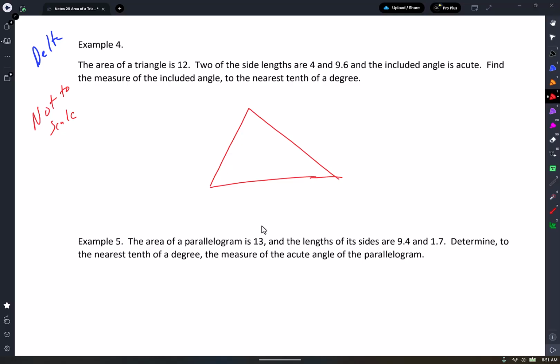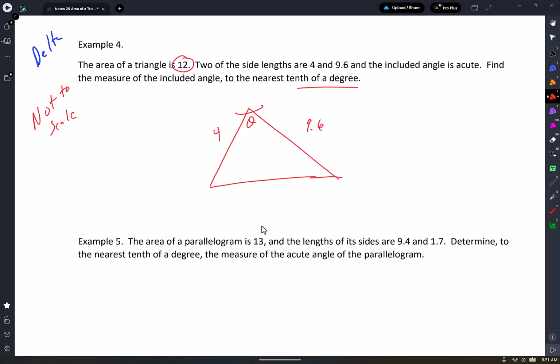And they're telling me this is 4. They're telling me this is 9.6, and the included angle is acute. So they're talking about this angle right there. I've got everything I need to solve for that angle. They wanted the angle to the nearest degree. What's the area of this triangle?